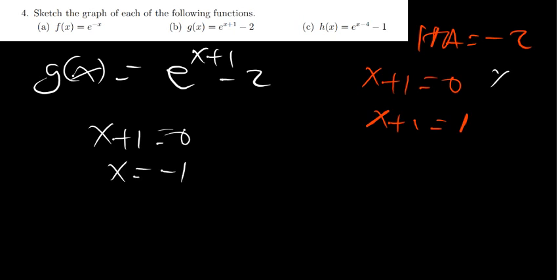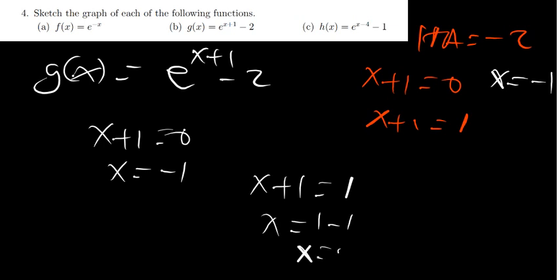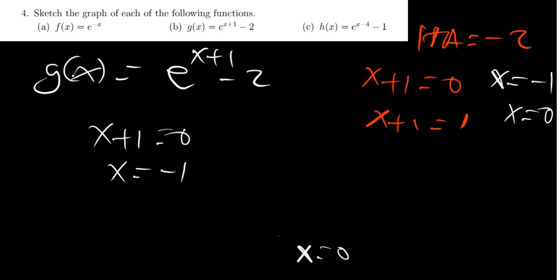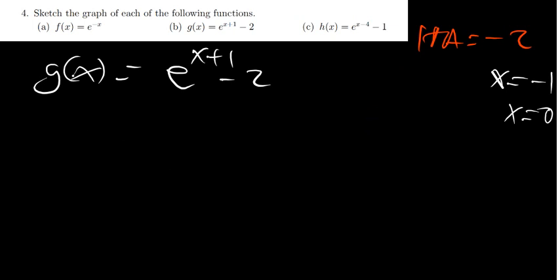I'll put it here. Next, I have x plus 1 is equal to 1, x will be equal to 1 minus 1, so x will be equal to 0. We are done with that. Now, I'll come up with the coordinates. We see how we can get it. If x is -1 and if x is 0, what will be the value of y?